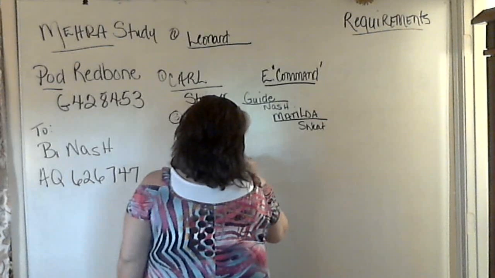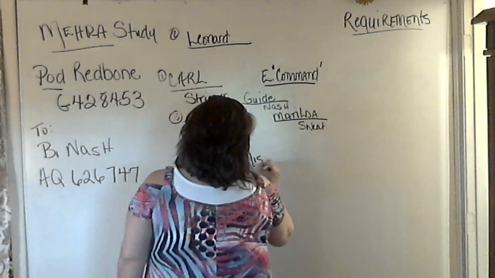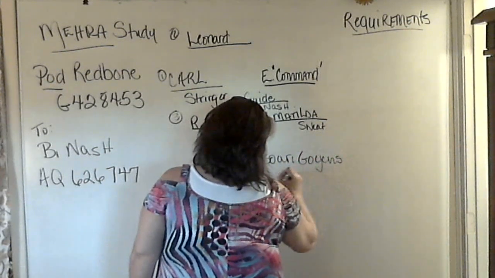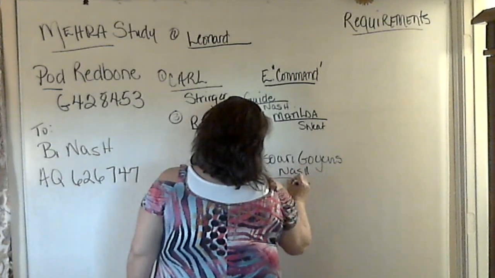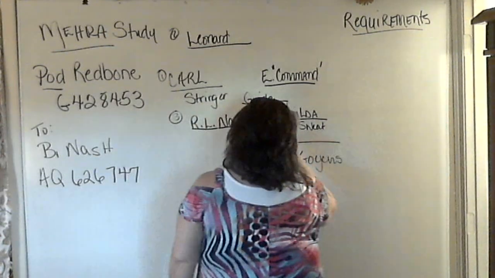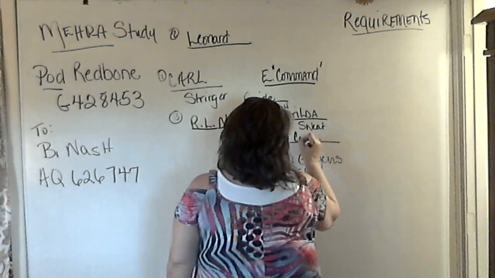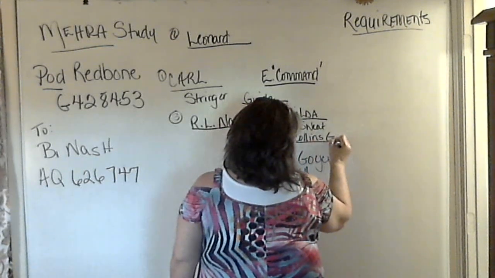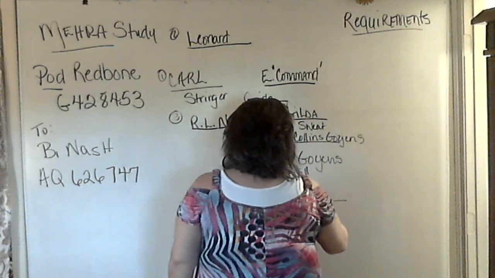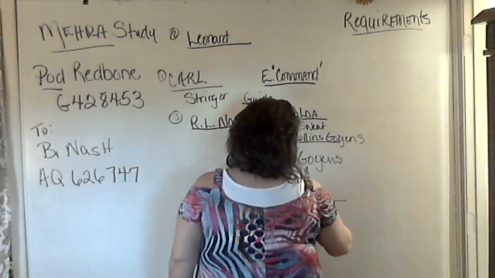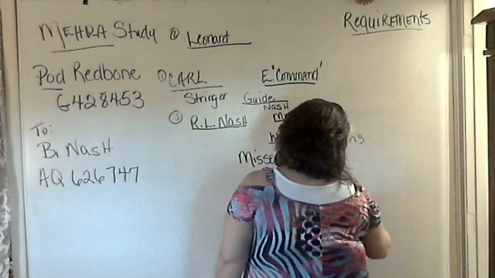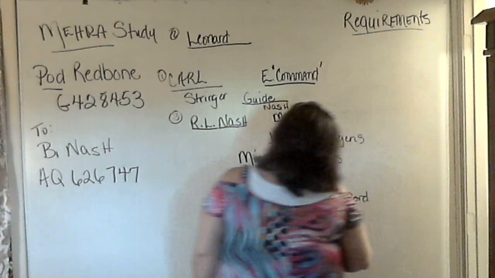So his mother was, her mother was Missouri Goins Nash. Nash, you know that. Okay, and then her father was William Collins Goins. Her mother was Amanda L. Sanford. Okay.